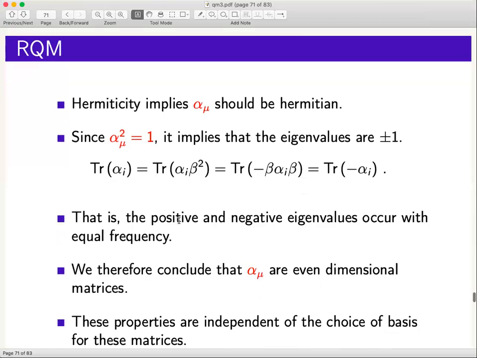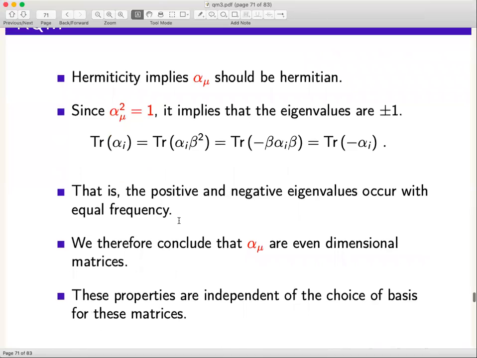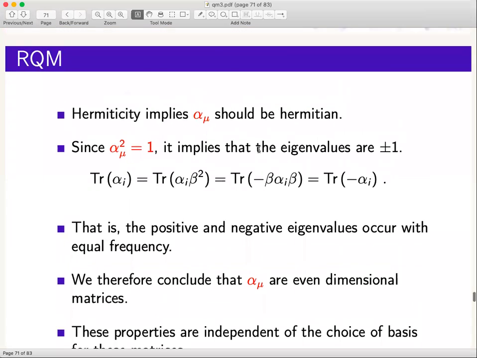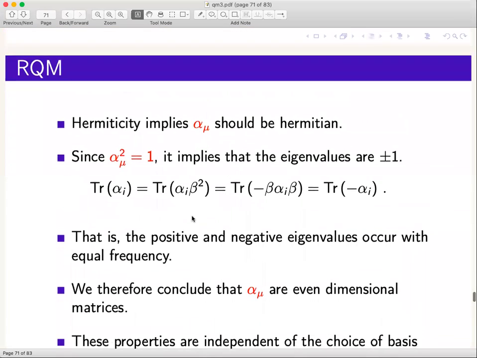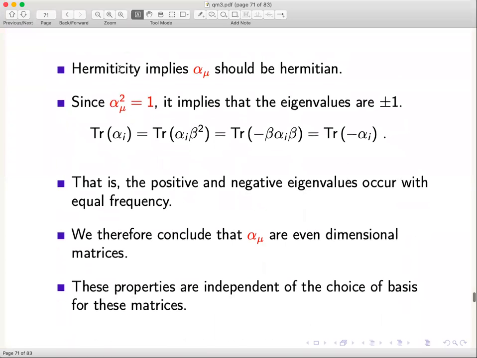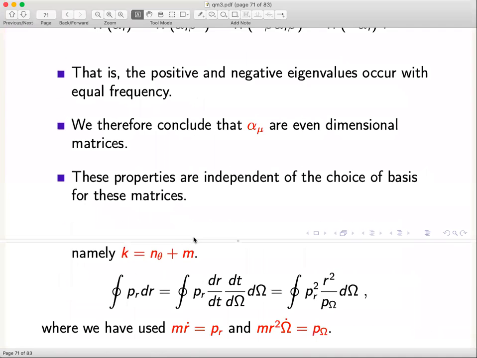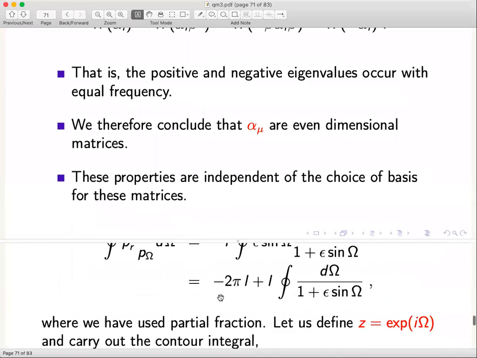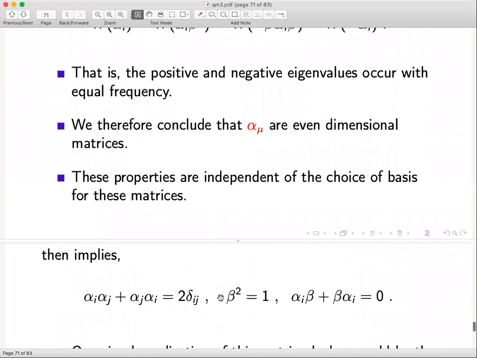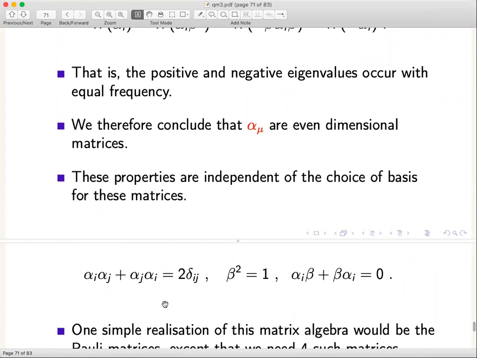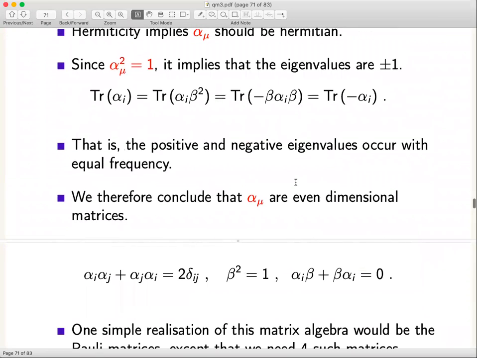Sir, how did we get from the second to the third step? From here to here. Yes. See, just hold on. Okay, so can you see these alpha beta matrix relations? Yes. Okay, so now let's try to apply it to this.